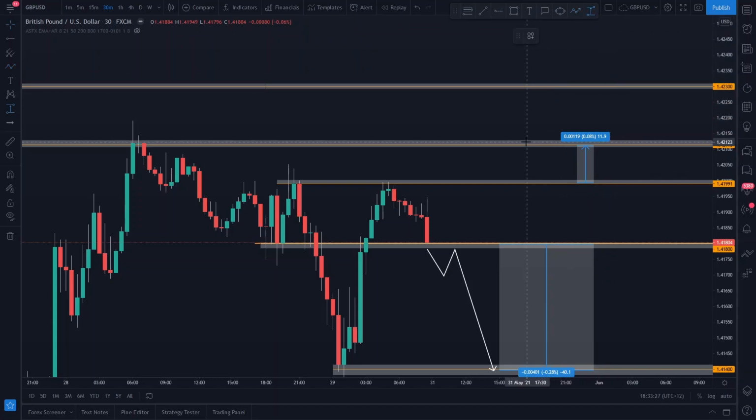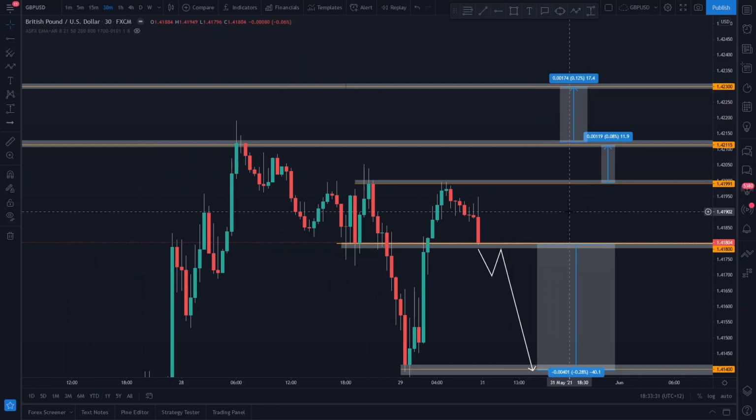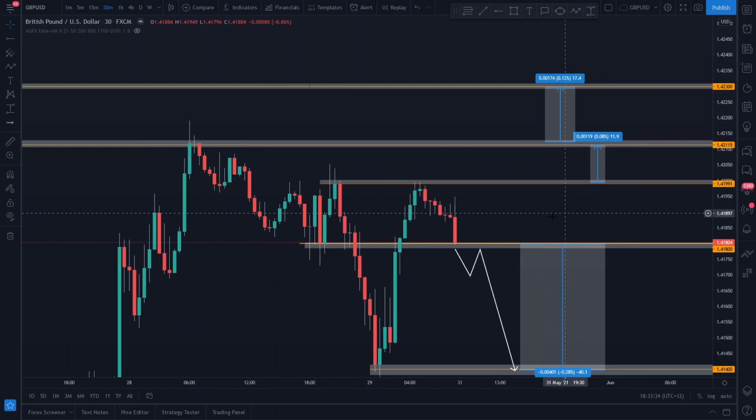I want to see what's the market. 17 pips. Yep, I can give it a go. I can definitely give it a go. But once again, what I'm going to be waiting for in the London session is the 30-minute candle to break above the zone.